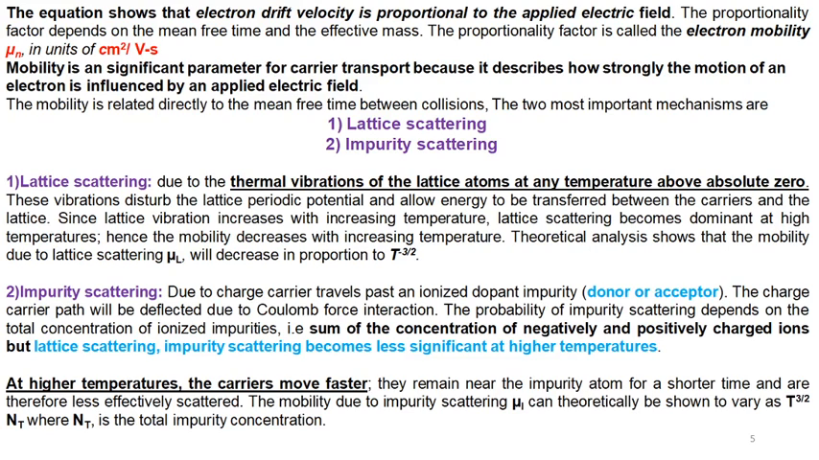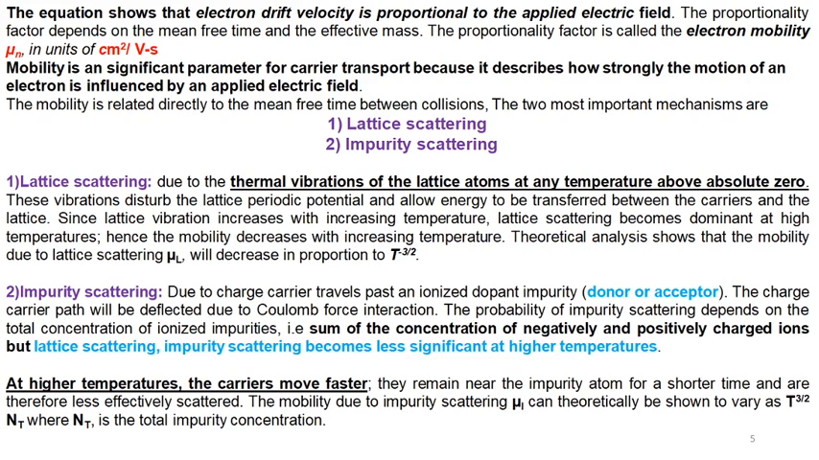Mean free time between collisions, with whom? Collisions of the moving electron with lattice atoms, as well as impurity atoms and other scattering centers. Based on that, there are two important mechanisms taking place: one is lattice scattering and the second is impurity scattering. First, lattice scattering: there is thermal vibration of the lattice atoms when we apply thermal energy to the semiconductor material. At any temperature above absolute zero, this thermal vibration disturbs the periodic lattice potential and allows energy transfer between carriers.